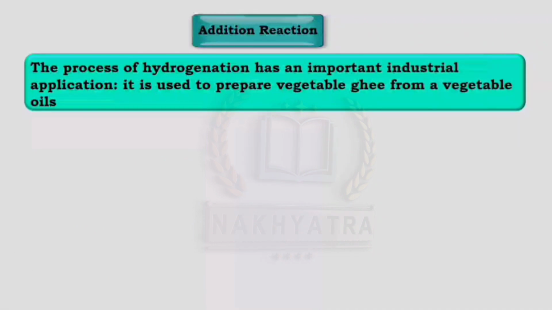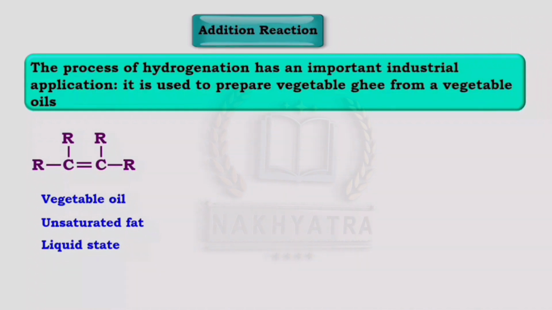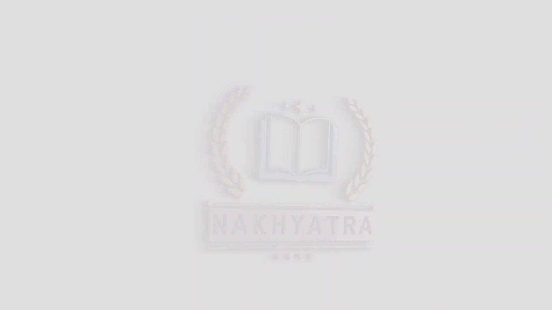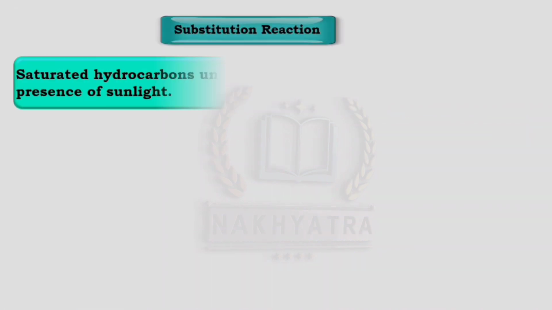Alright, next see, the process of hydrogenation has an important industrial application. It is used to prepare vegetable ghee from vegetable oils. So these are vegetable oil or unsaturated fat you can say, that is in liquid state. Now again they are converted to vegetable ghee, which is saturated fat and in solid state, by using the nickel catalyst. Okay, next is the substitution reaction.